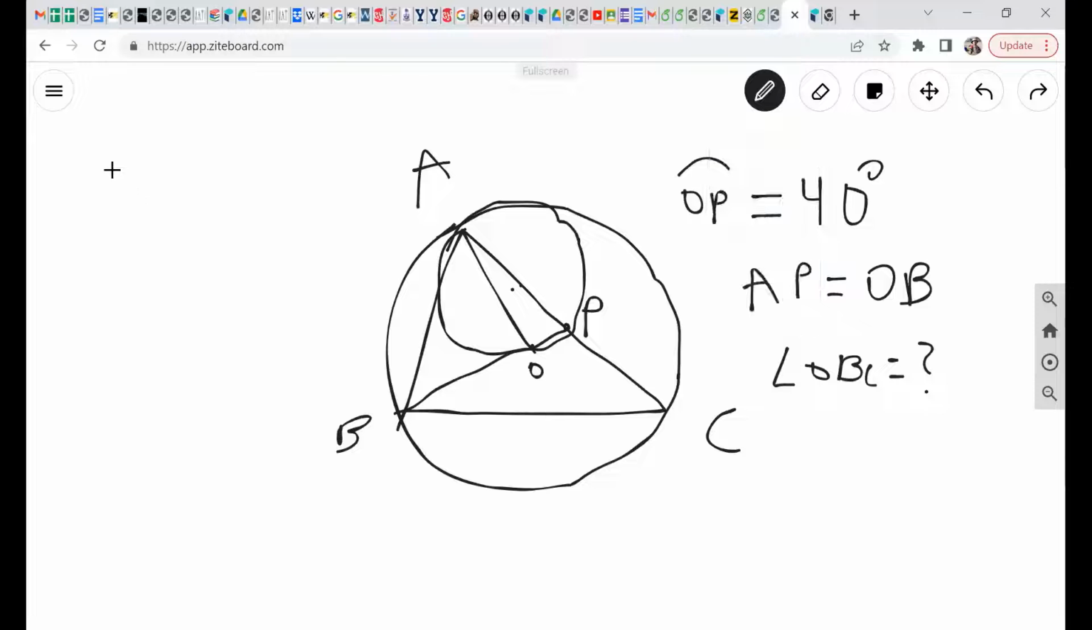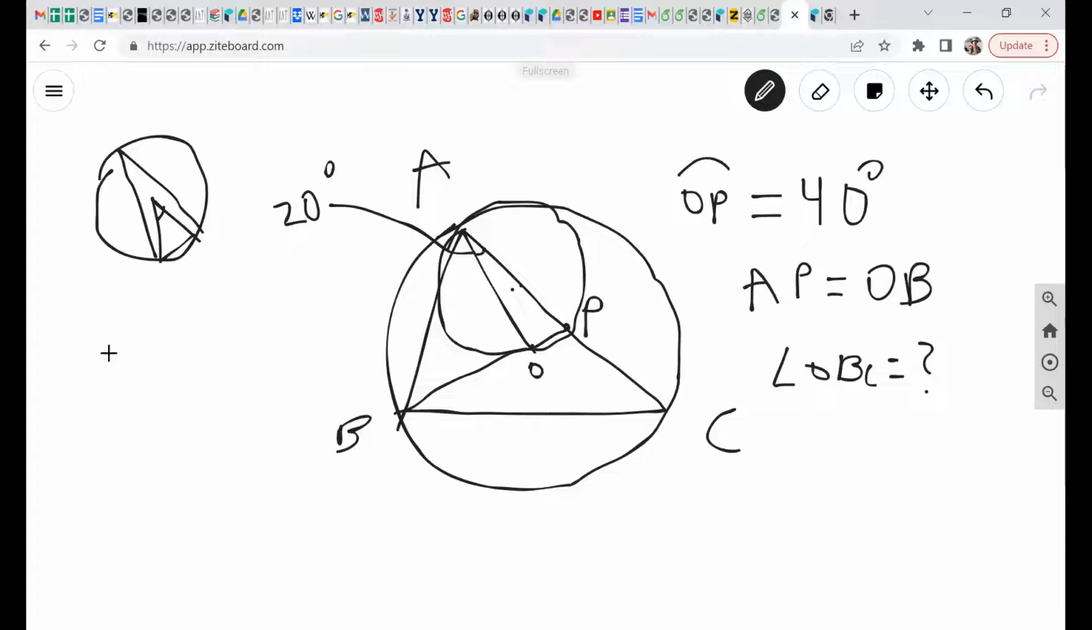So earlier we established that the measure of the arc is equal to this angle here. We established that this angle is double of this angle, right? So if the measure of arc OP is 40 degrees, then the measure of angle OAP is half of that, which is 20 degrees. So this is 20 degrees.